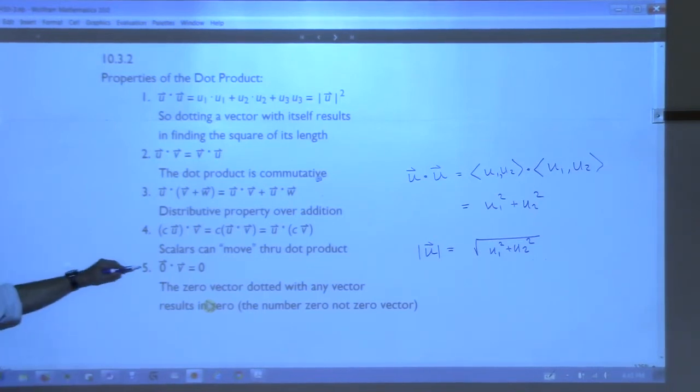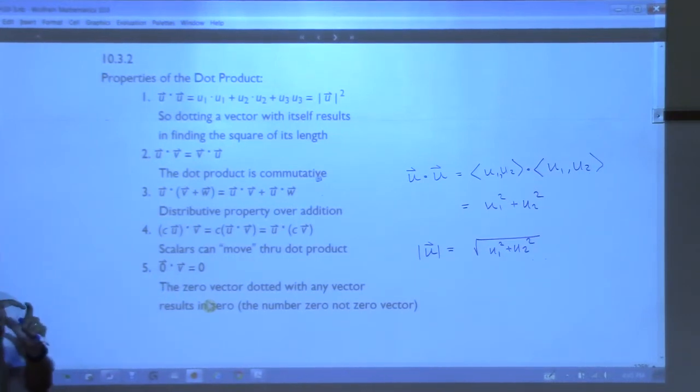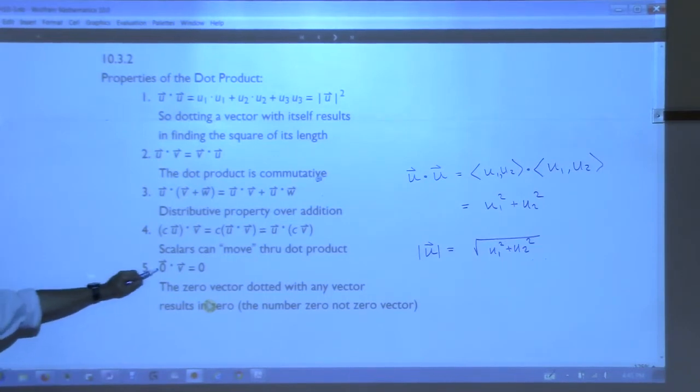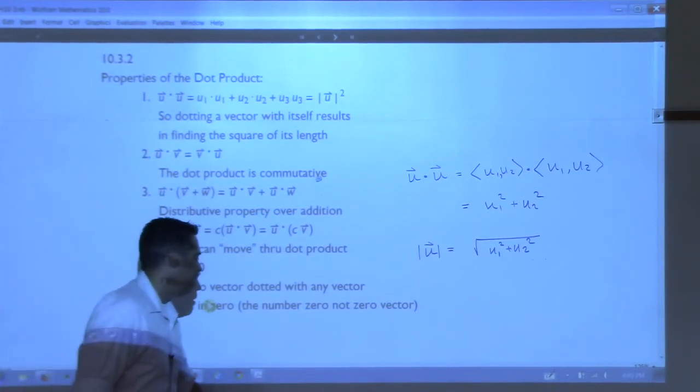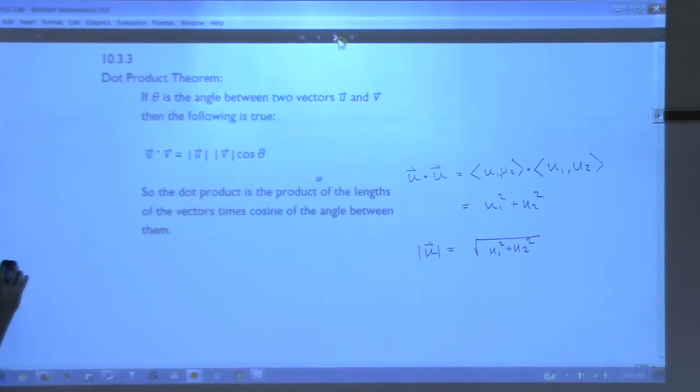And then the last one here says that if you take the 0 vector and dot it with any vector, you get 0, the number 0. Does that make sense that that would work? Because the 0 vector has just 0, 0, 0 in it, so when you multiply it out, you get 0. All right. So those are some properties.